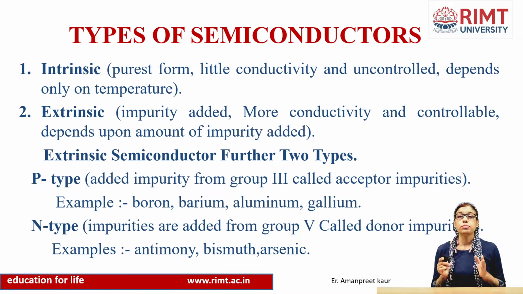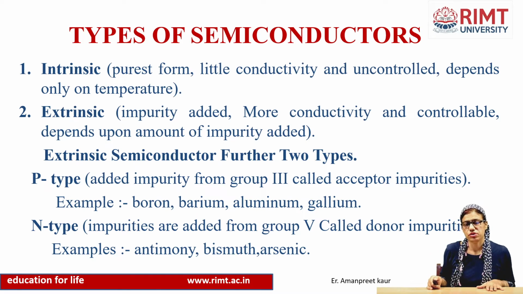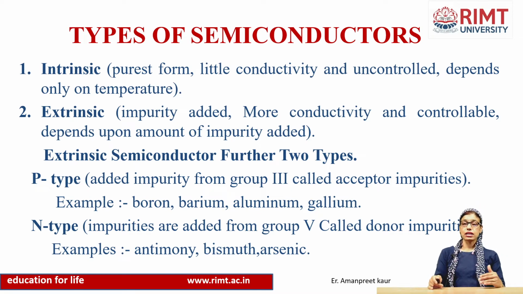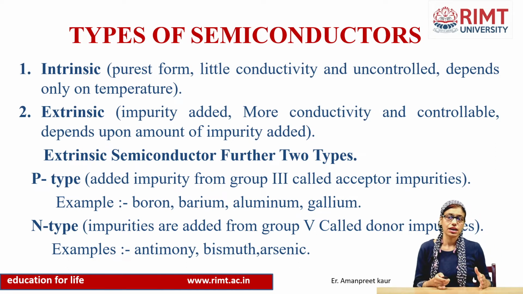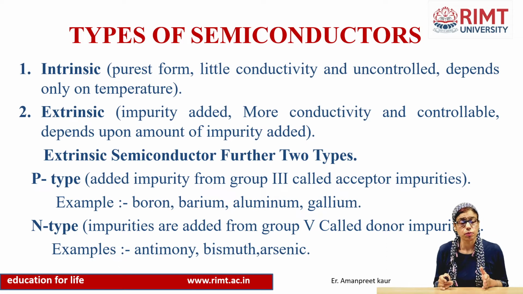Intrinsic semiconductor is in the pure form, like silicon, germanium and selenium, the purest form, and they have little conductivity. This is uncontrollable, and this conductivity depends only on the temperature. Next is extrinsic semiconductor. When we add impurities to the intrinsic semiconductor, it becomes extrinsic semiconductor. So we can say it's in impure form, and its conductivity increases by adding impurities. This conductivity is controllable, and it depends upon the amount of impurity added.